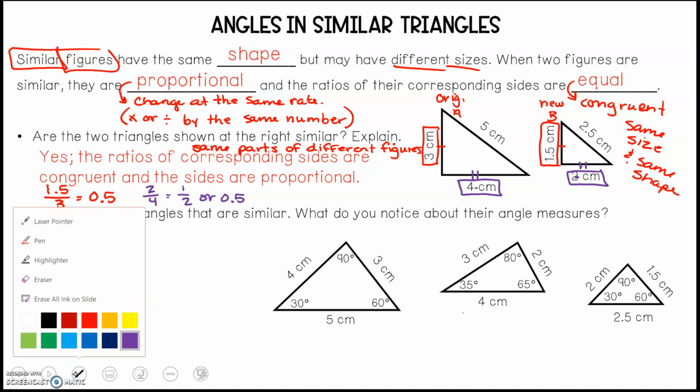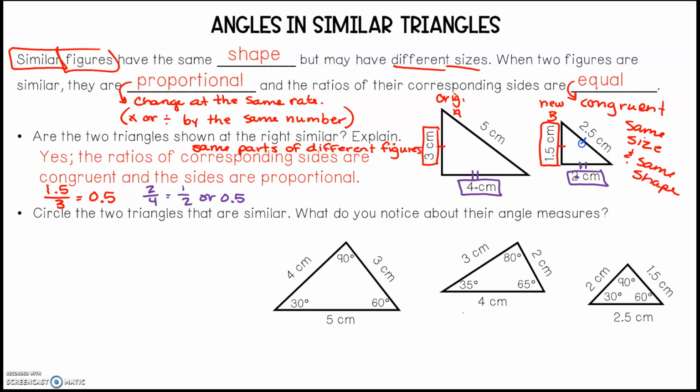Okay, ratio of the third sides, side sets, whatever you want to call them. So these are corresponding sides of different figures. We put the new side over the old side, or the original. So I'm going to put 2.5 over 5. You do the division. 2.5 divided by 5 is still going to give you 1/2. So our sides are proportional because we would multiply or divide the side length of one triangle by 1/2 to get the side length of the other triangle.